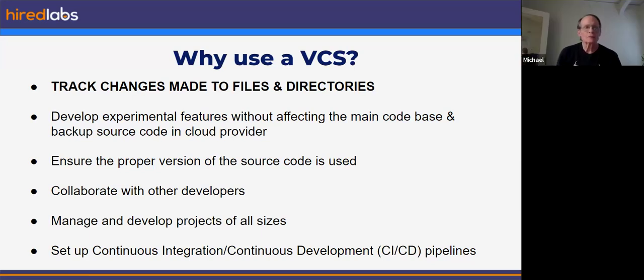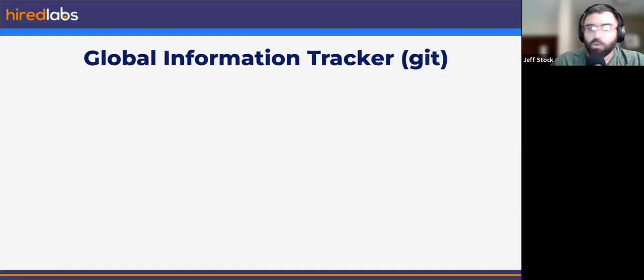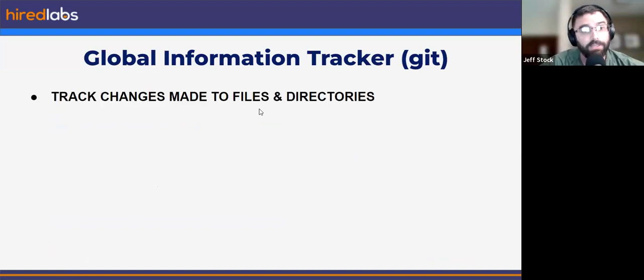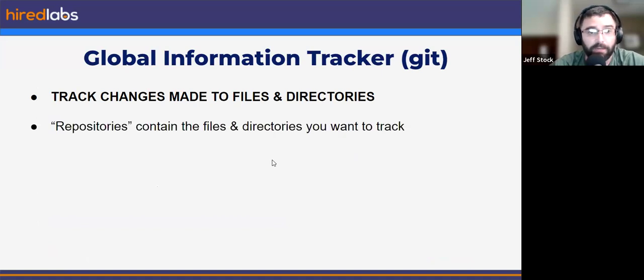All right, great. Cool. So let's talk about Git specifically, the Global Information Tracker, or Git, GIT. And this, again, no shock here. It tracks changes made to files and directories. I'm going to keep saying that. I think this is the last slide, but I'm going to say it until we're done with slides. And then I'll probably say this more times after that. But keep in mind, that's all it's doing, right?